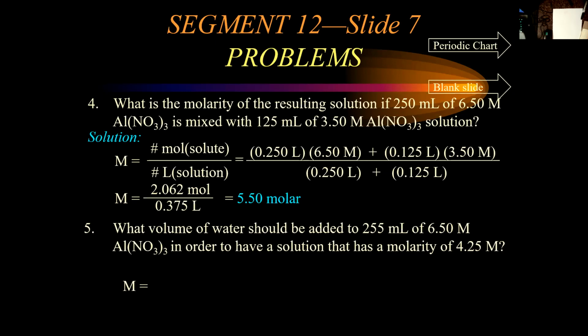If I made a mistake up there somewhere and moved decimal places wrong, I might come out with a molarity that was bigger than the biggest one or smaller than the smallest one. Those answers would be wrong. That should tell me right away I've made a mistake. If I look at this, I've got more of this solution than I have of this one, and the molarity of this one is bigger than this one. In this case, I know my answer is going to be closer to 6.5 than it is to 3.5. So that makes really good sense.